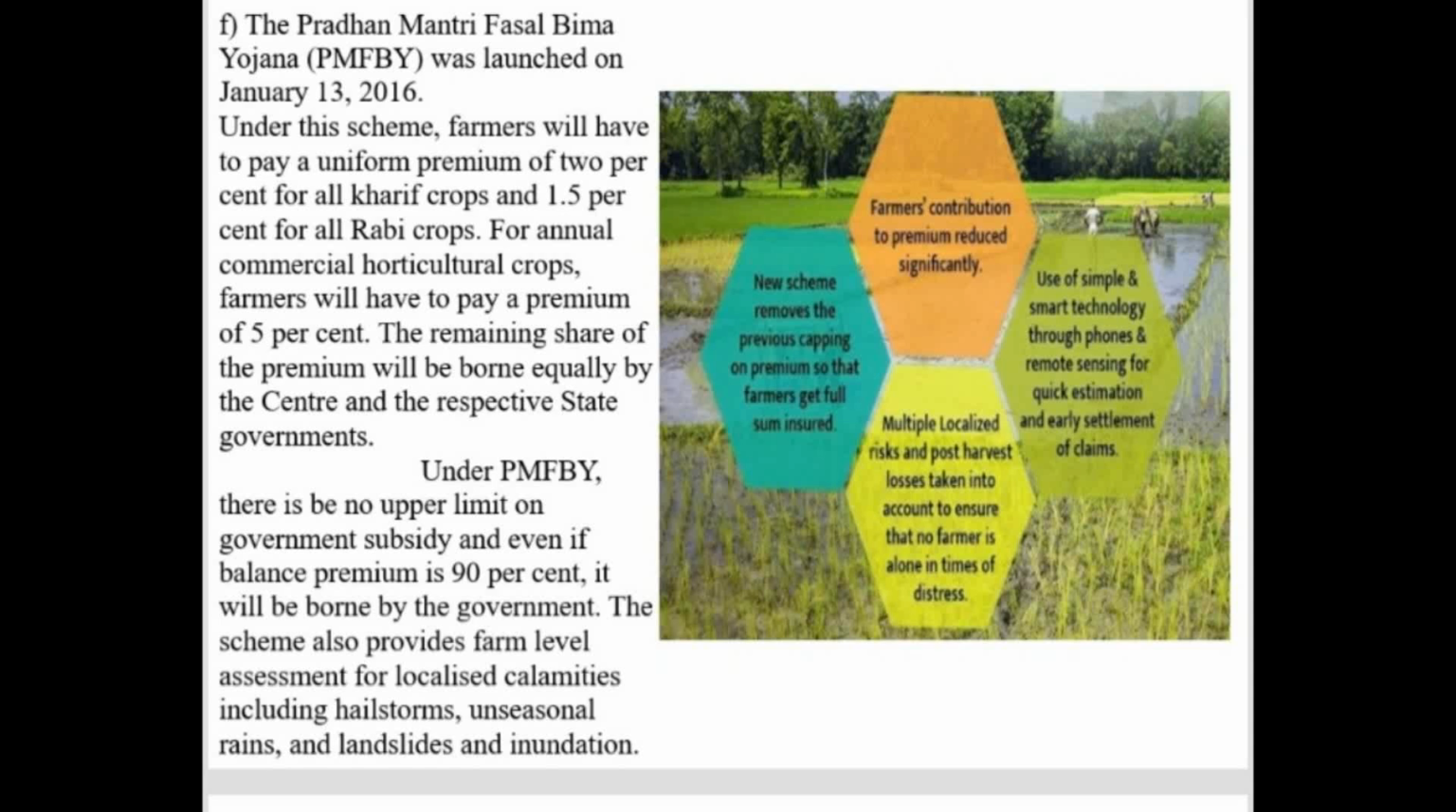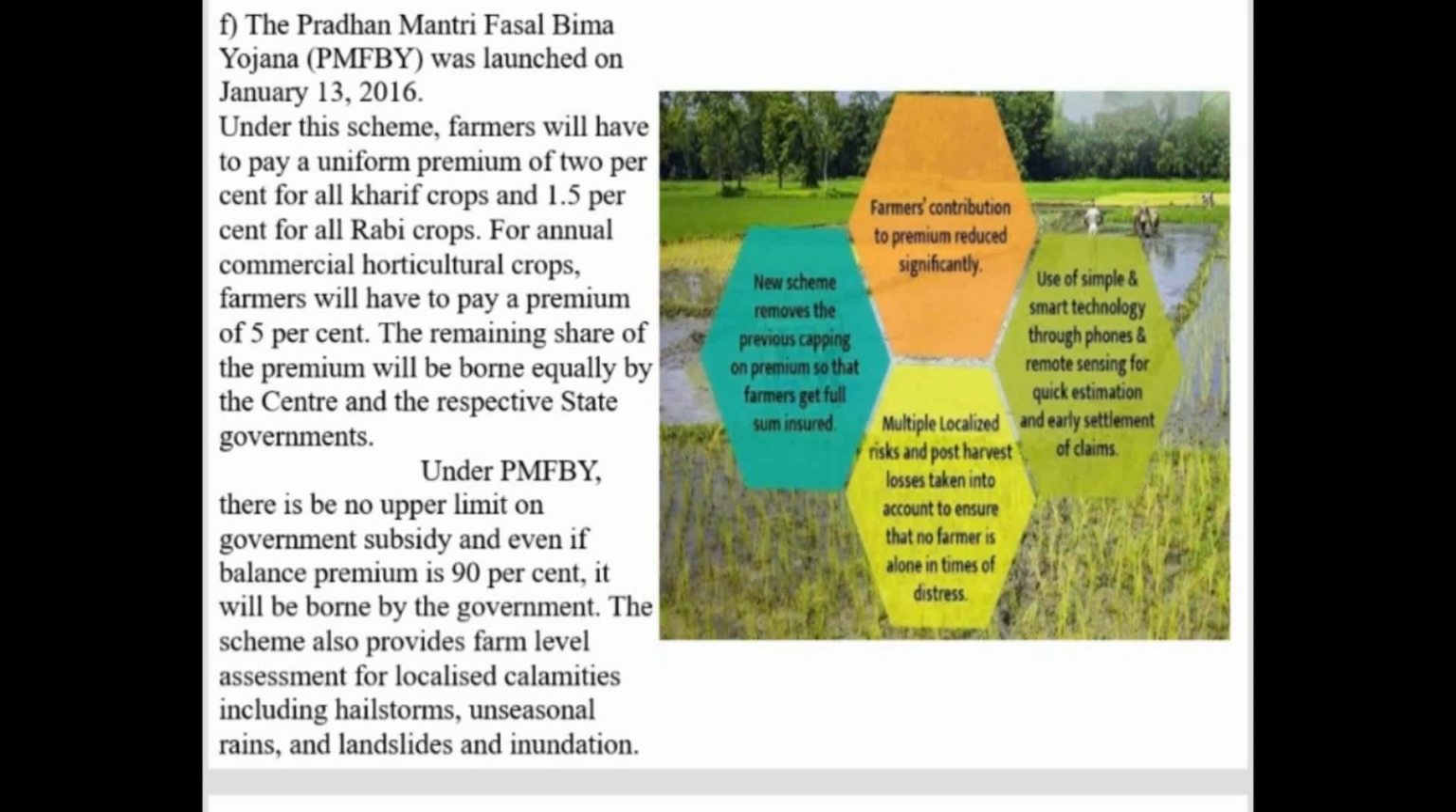I'll discuss what these Kharif and Rabi crops are within a short span of time. These are basically the seasons, and in each season the farmer will go for different crops. So if it is Rabi, they have to pay 1.5%, and if it is Kharif, they have to pay 2%.